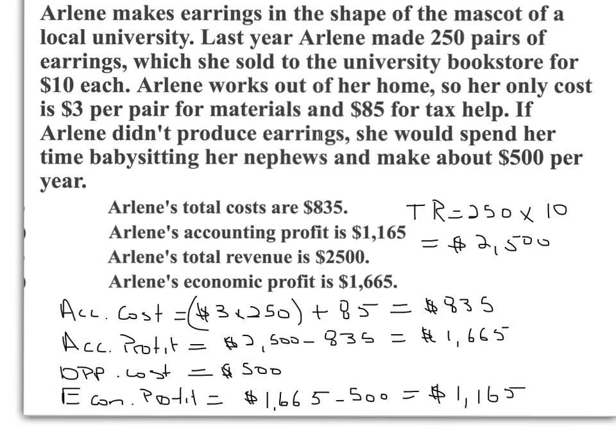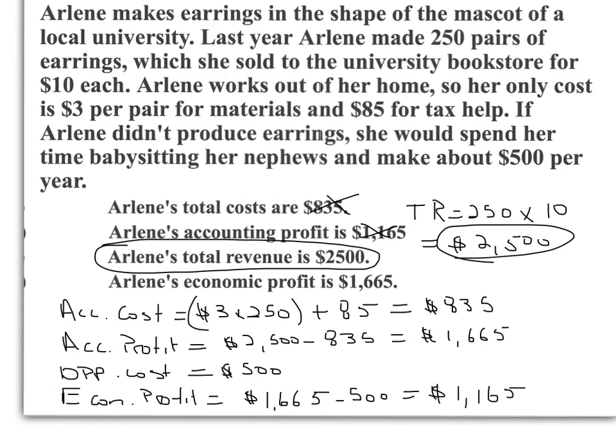So now we have all the things that we need to answer the question. All we need to do is look at the choices. It said that Arlene's total cost is $835. Well, that's not true because we know that the total cost is $835 plus the $500. Arlene's accounting profit is $1,165. Well, that's not true. That is the economic profit. Arlene's total revenue is $2,500. Well, that's definitely true. So we can definitely mark this one as correct.